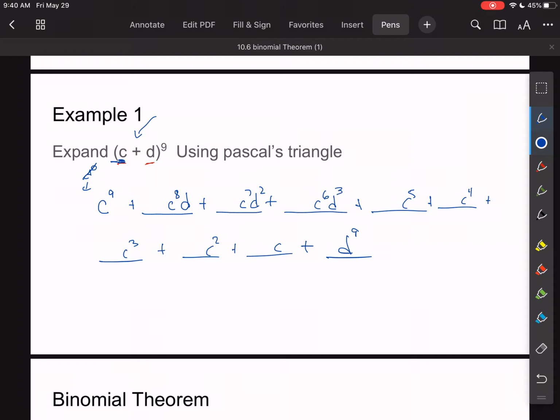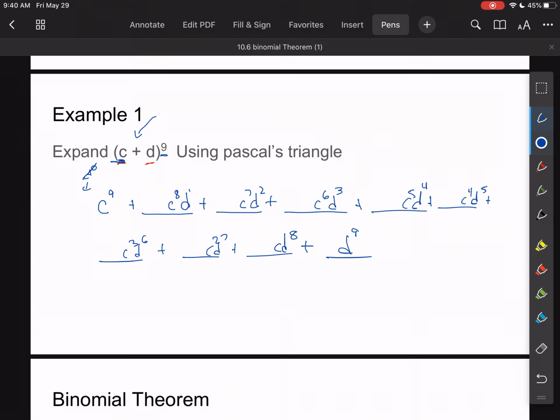Notice that the combination of powers is always equal to 9, right? 8 plus 1 is 9, 7 plus 2, 6 plus 3. Then we have D to the 4th, D to the 5th, D to the 6th, D to the 7th, D to the 8th. And then the last term is D to the 9th. Now I can use Pascal's triangle to just plug in my coefficients, which is awesome.